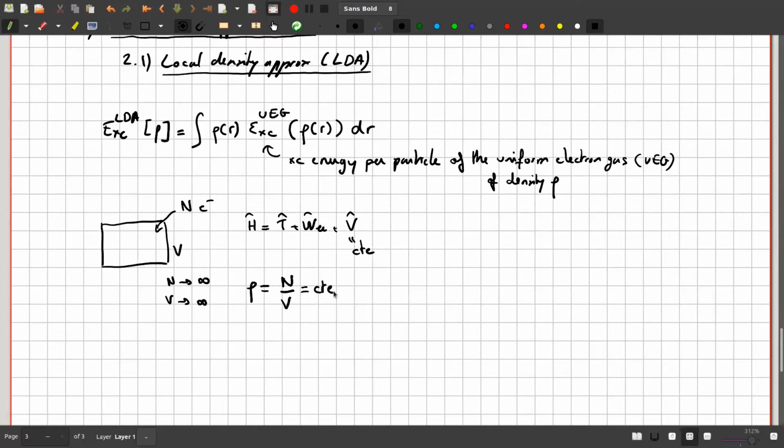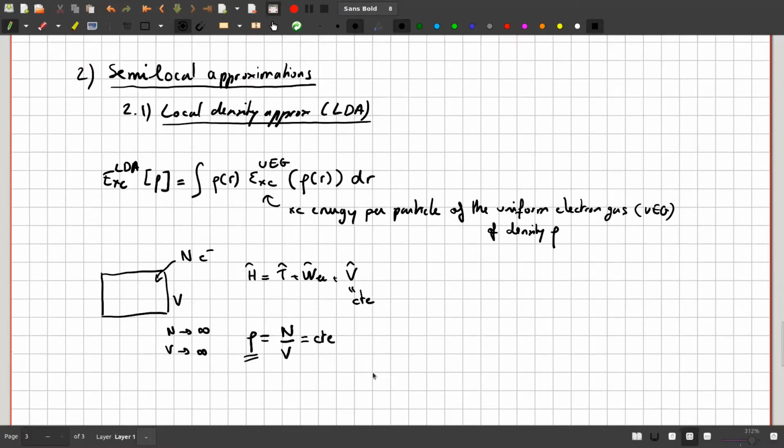Okay, so that's your system. Now, it is not one system. In fact, it is a family of systems for any density that you choose. The density here is an external parameter. You fix the density that you want, it can be any constant, and there is a uniform electron gas which has exactly this density.